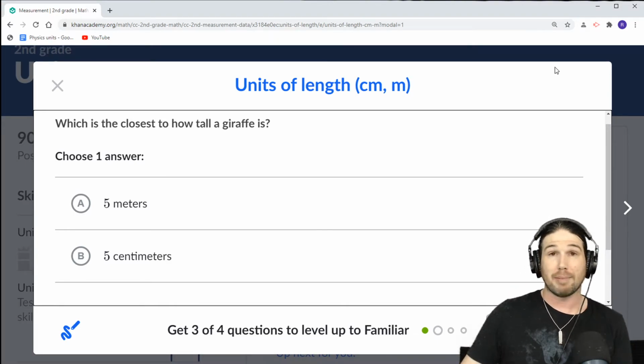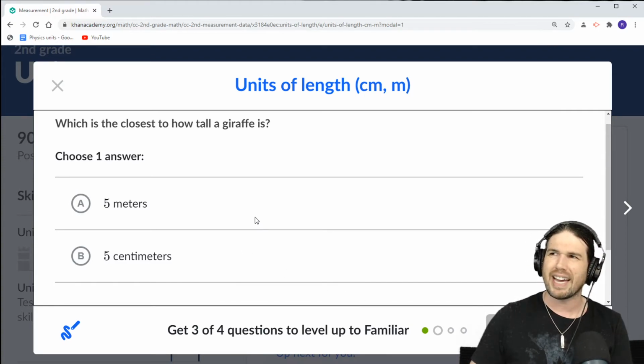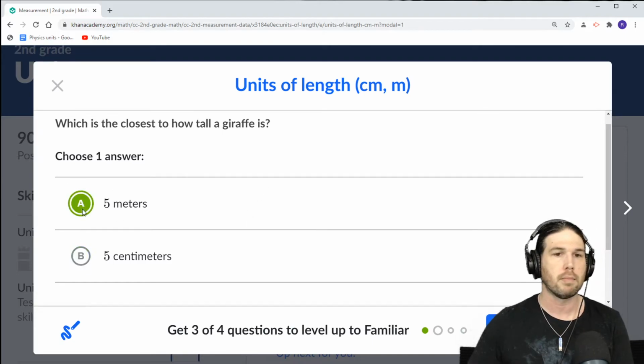giraffe would be the most absolutely adorable thing now that I think about it. I think there was a commercial like that, wasn't there? Like a Geico commercial or something? Anyway, moving on.